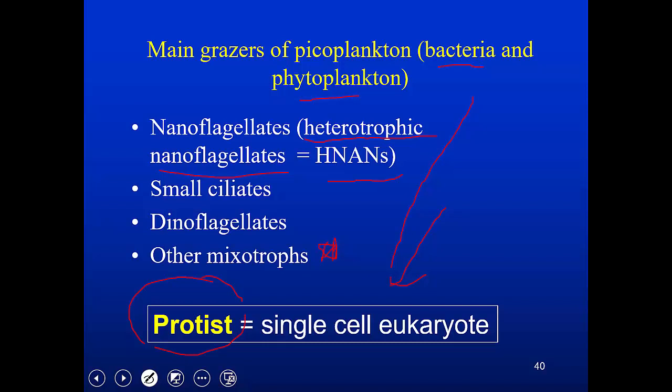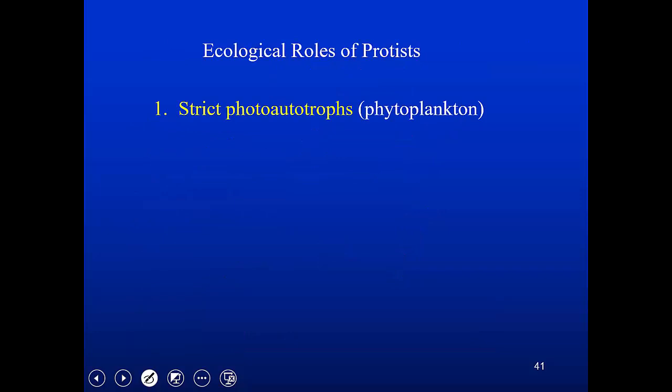So what do these guys do? Well, already I mentioned that many are good card-carrying photoautotrophs. They're members of the phytoplankton community. So the cyanobacteria, are they protists? No, they aren't, because they're not eukaryotes. They're prokaryotes. But there are a whole bunch of other single-cell phytoplankton out there, and those are all protists.